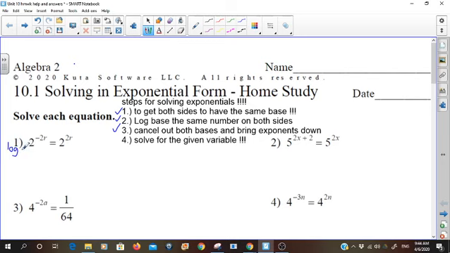So you're basically going to log base 2, and that's basically all that's going to do, it's going to eliminate the bases completely. So that's going to be step 3, which is just to cancel out both bases and bring the exponents down. So now we're going to bring down the negative 2r, and then bring down the other positive 2r.